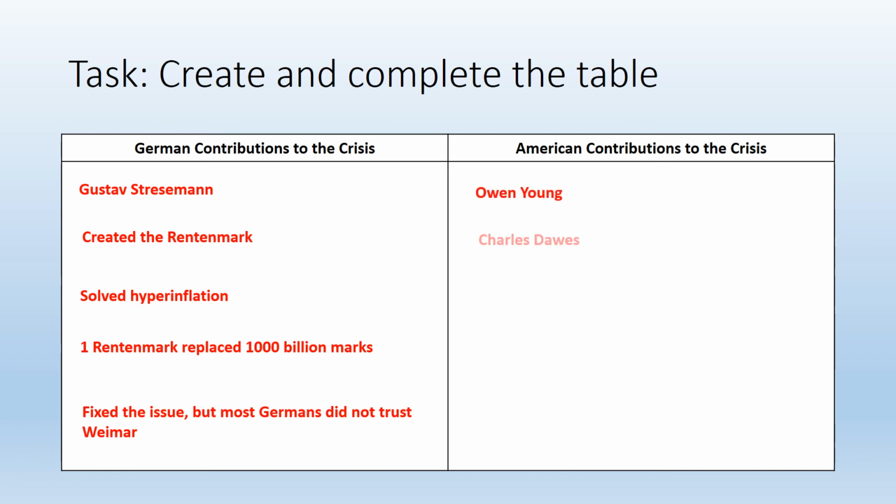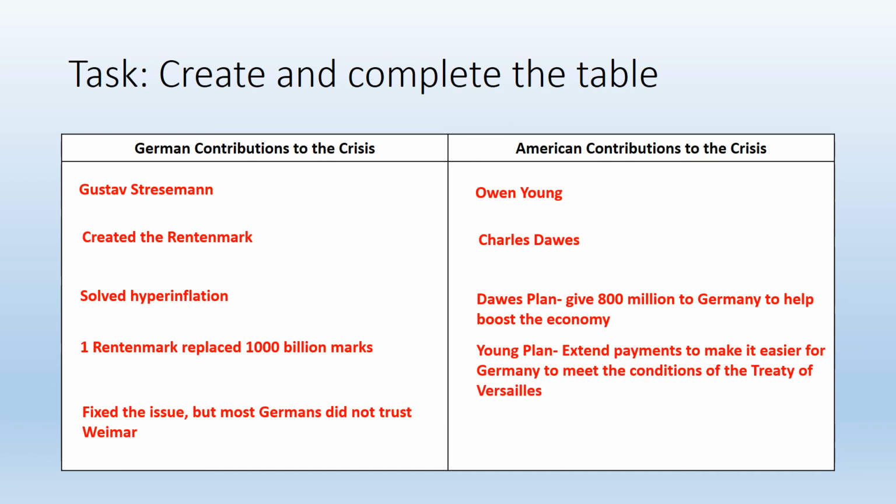American contributions, we have Owen Young and Charles Dawes. We have the Dawes plan giving 800 million gold marks to Germany to help boost the economy, and the Young plan extending payments by 59 years and reducing them by 75%, making it easier for Germany to meet the conditions laid out by the Treaty of Versailles. And it didn't all work.